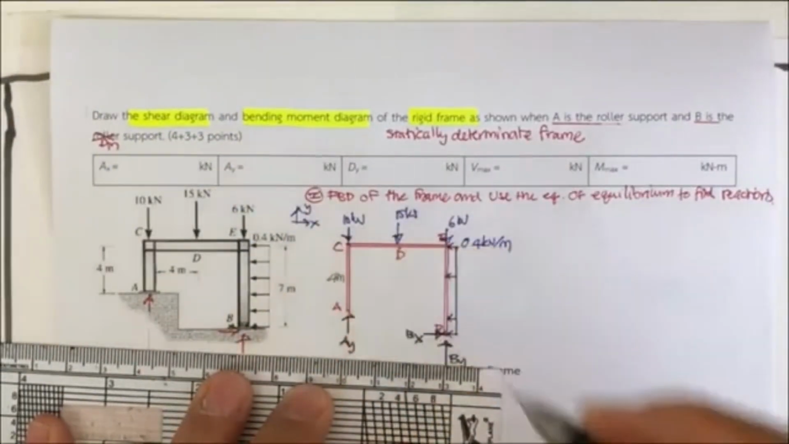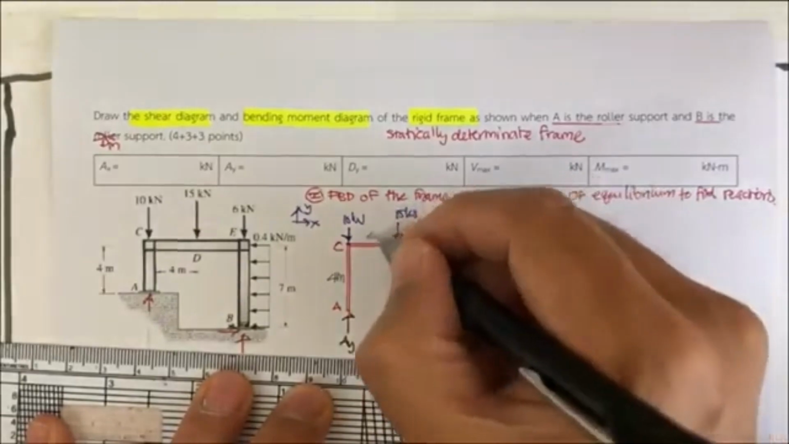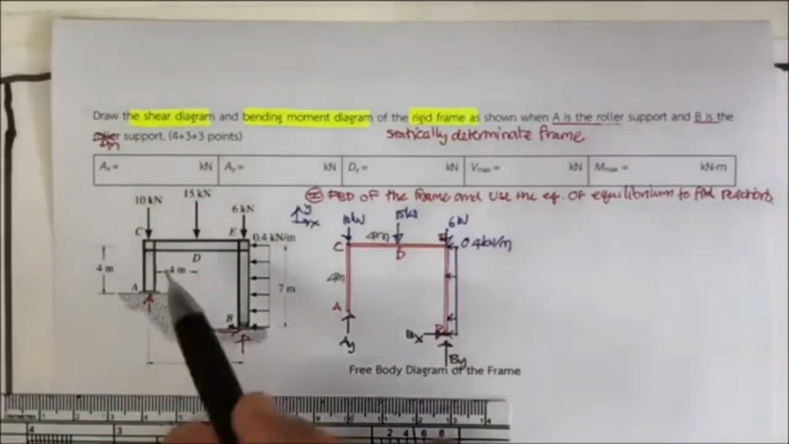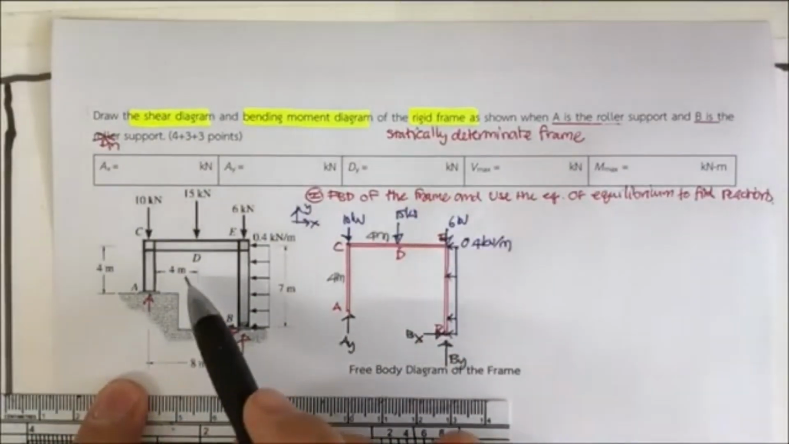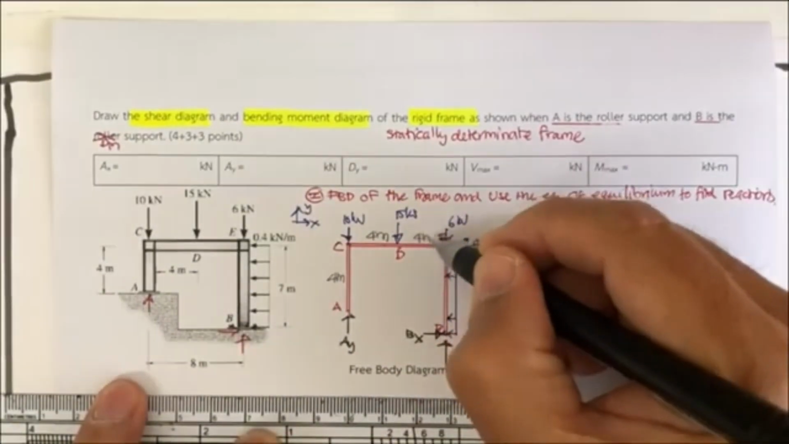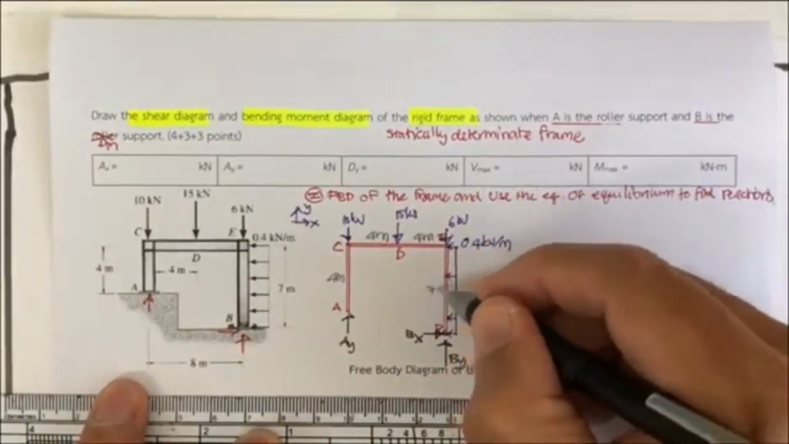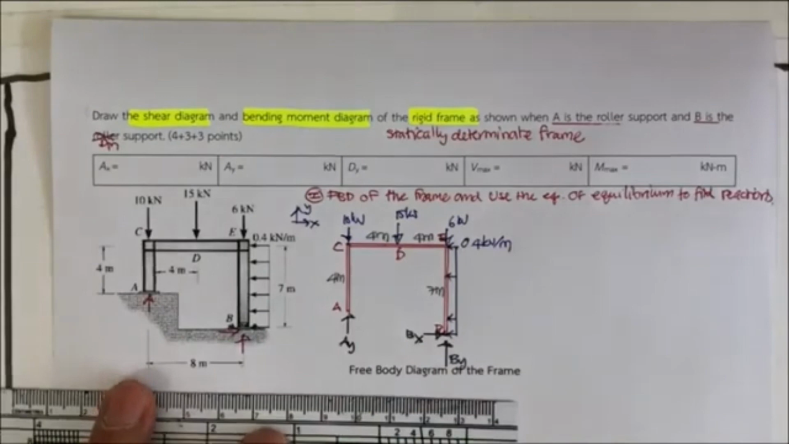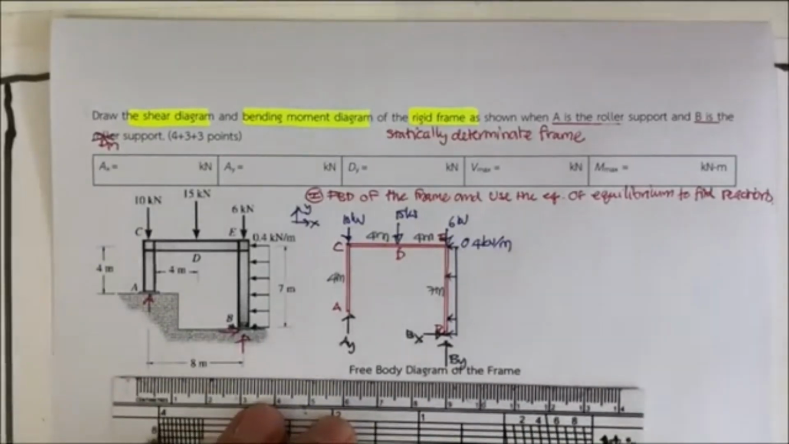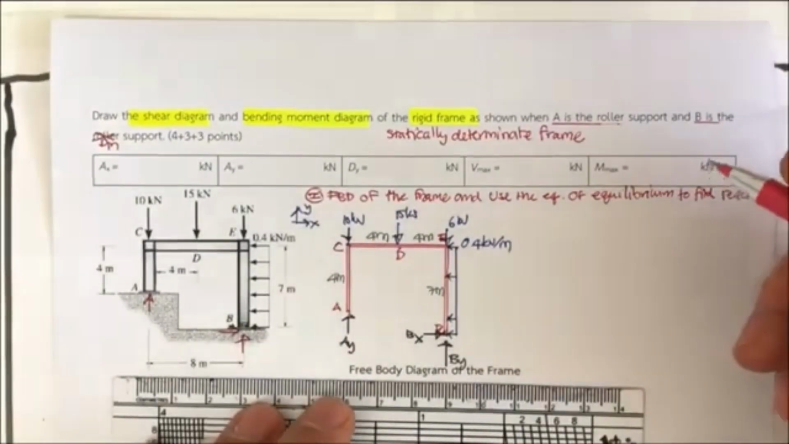This is 4 meter. This is 4 meter. And since this one is 8 and this one is 4, the rest of this is also 4 meter. And this is going to be 7 meter. Okay, that is our free body diagram of the frame. And then we use the equation of equilibrium.